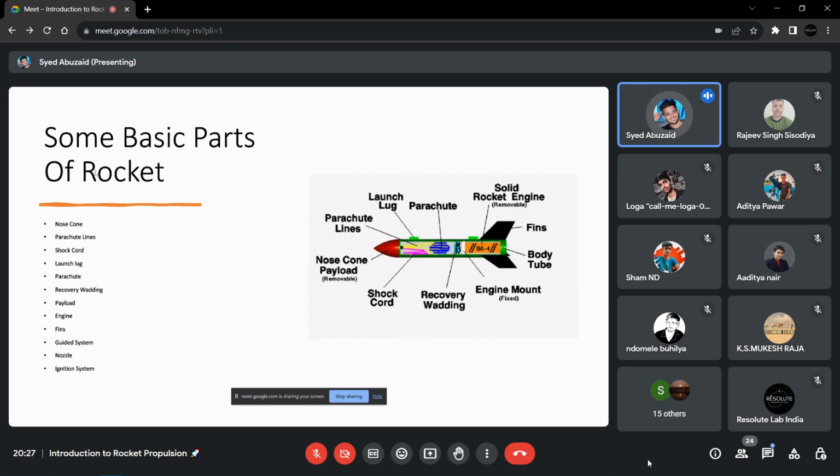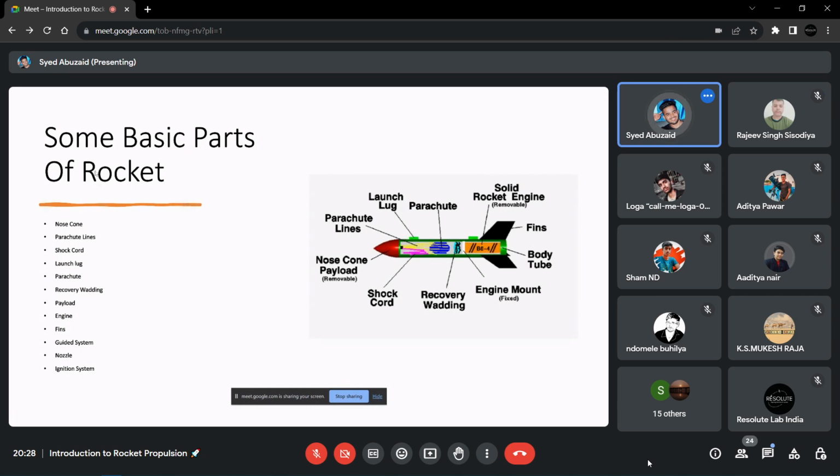Then the second is the space where the parachute lies. If you are making a scale-size rocket, we carry the thread of the parachute there. Its function is parachute deployment. There are two methods: an electronic method through a servo, and another where an explosive from the combustion chamber explodes it and provides the deployment function of the parachute. That is another stage.